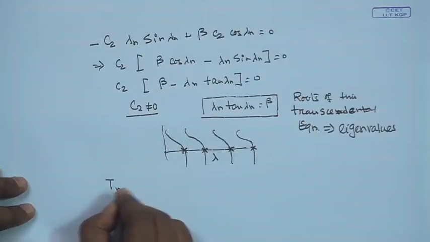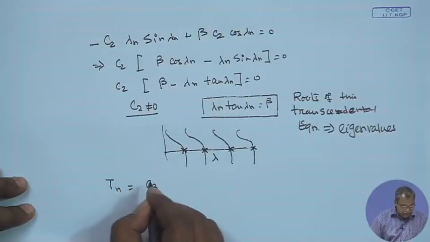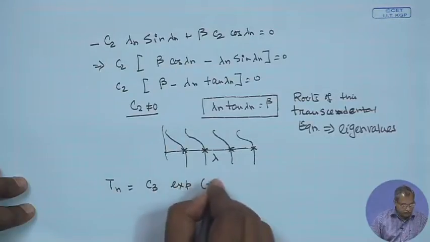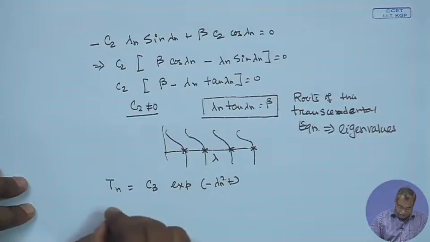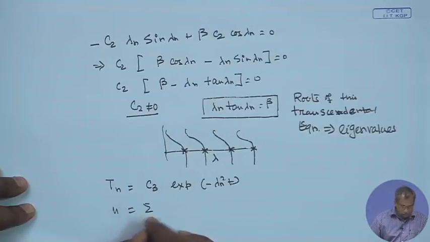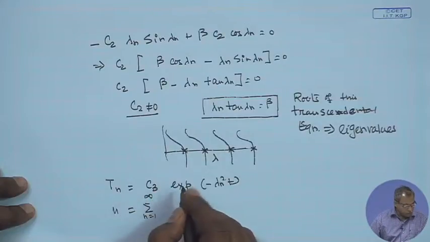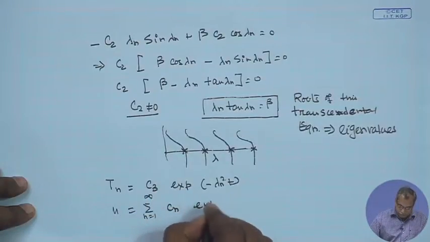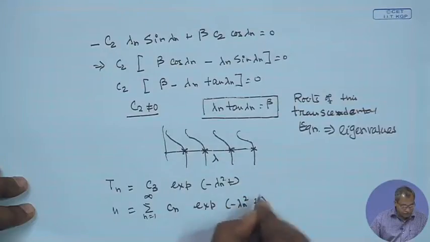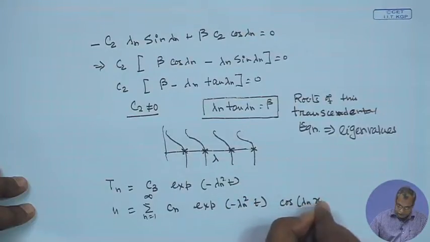So, by taking recourse to a numerical method, one can obtain the first 5 roots or first 10 roots of this particular transcendental equation. Once we get that, we will formulate the time varying part. Tn is equal to C3 exponential minus lambda n square t, and u as a function of x and t will be nothing but the summation n is equal to 1 to infinity Cn exponential minus lambda n square t cosine lambda n x.